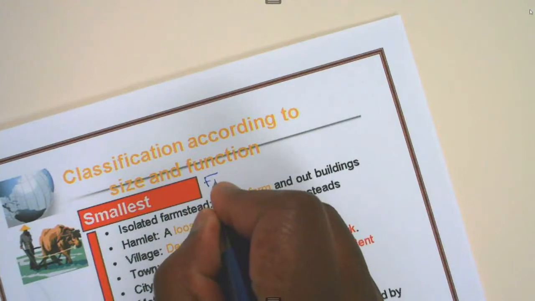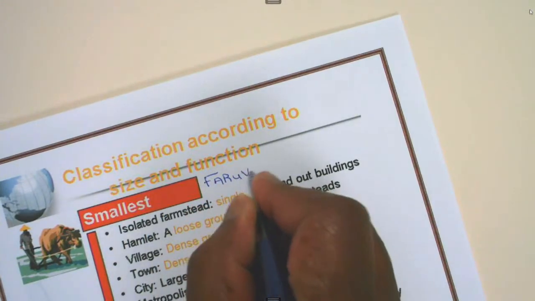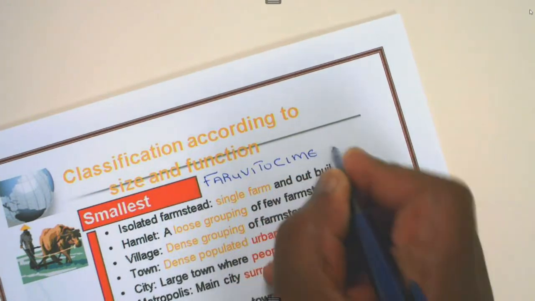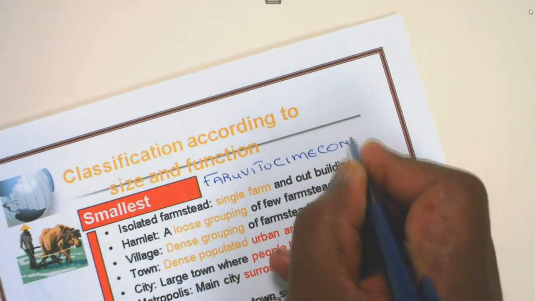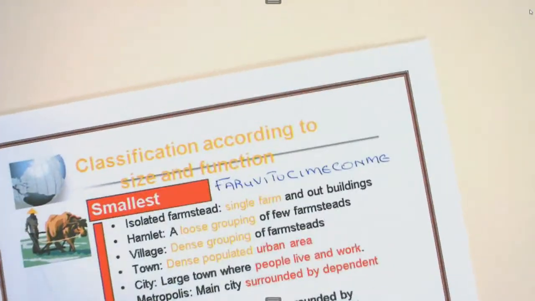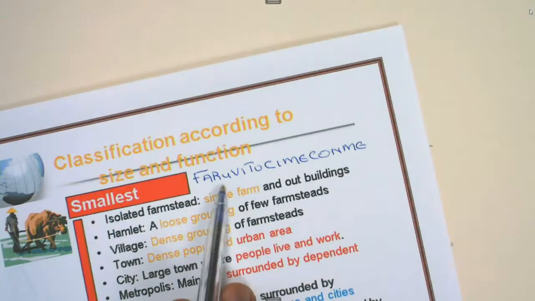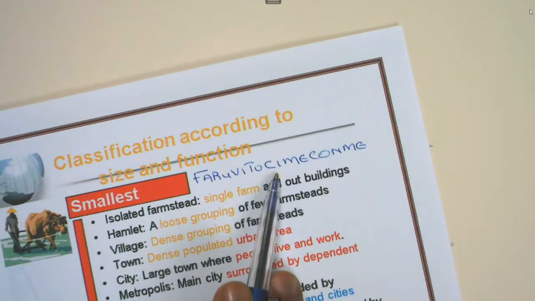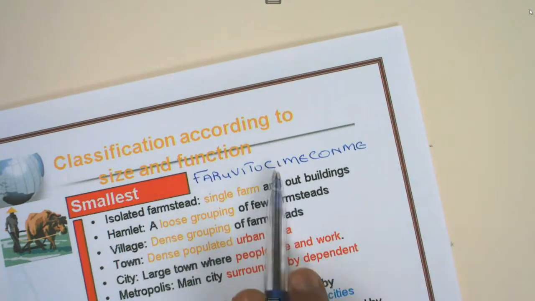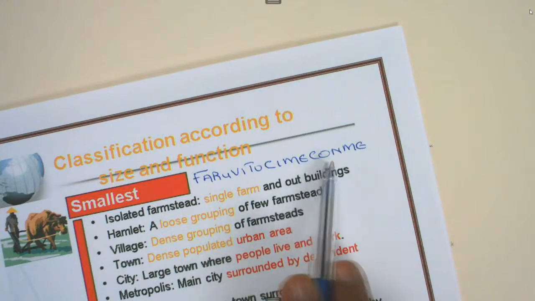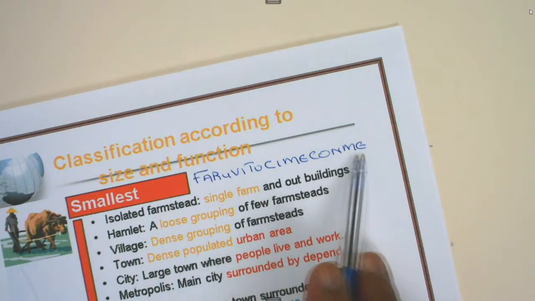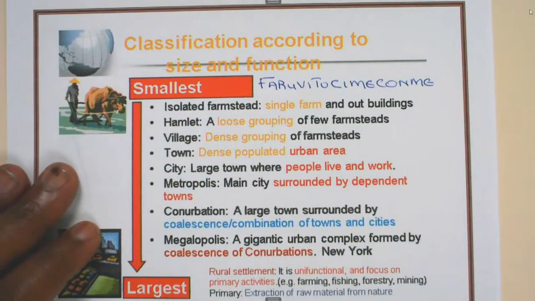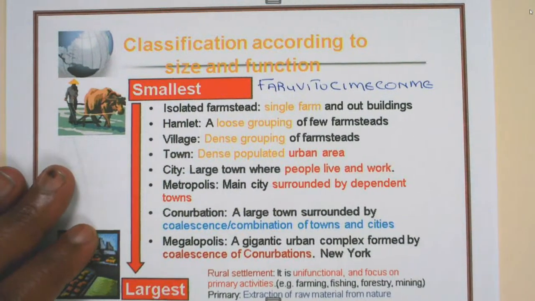Fa, Ovito, Sime, Conme. There are 8. Farmstead, rural hamlet, village, town, city, metropolis, conurbation, and megalopolis. So this is how not to forget them. Farovito, from the smallest to the largest.